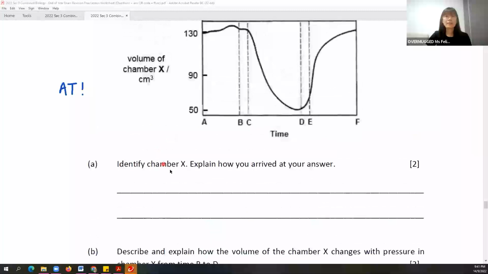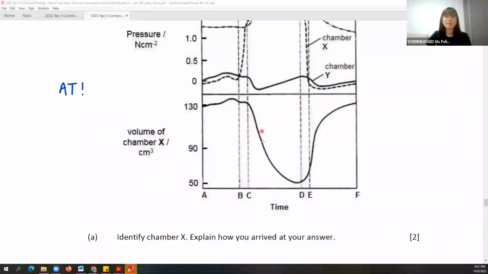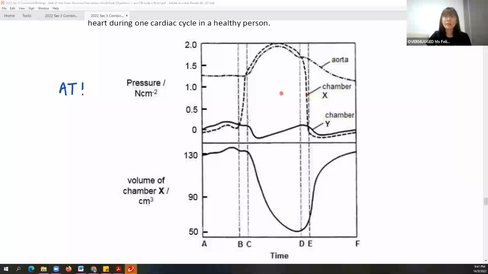So first you need to identify which chamber X is. X is this one, or X is this one there. You can refer to my graph, right? Just now I had a graph. Can someone tell me what is chamber X? Yes, correct, very good. It's the left ventricle.